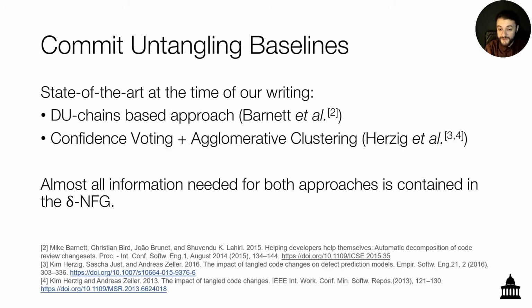To ground our results, we consider two baselines: Barr et al.'s elegant use of DU chains and Pârțachi et al.'s work which, although focused on studying the bias introduced by tangling, produced a strong commit untangler using confidence voters. Both methods need data supplied by static analysis. Our δ-PDG provides almost all the information we need. We pre-compute version history data to provide the rest.